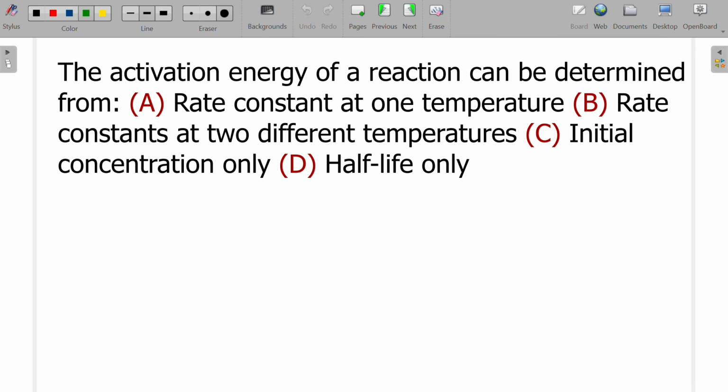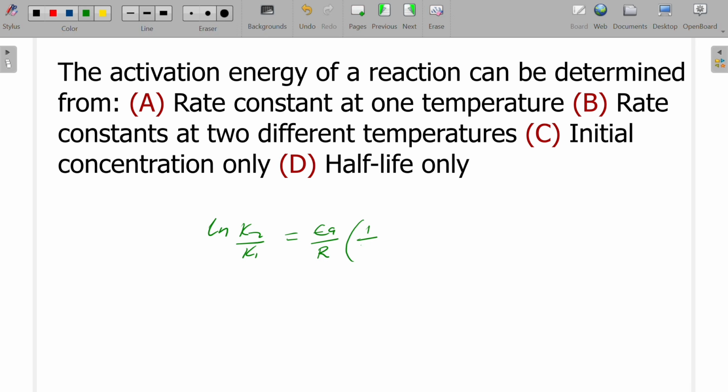So the answer for this one is B. The activation energy is mostly calculated using the Arrhenius equation at two different temperatures. Yes, mostly we use the natural log of K2 over K1. It can be K1 over K2, still the same.